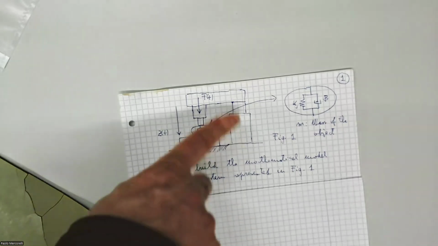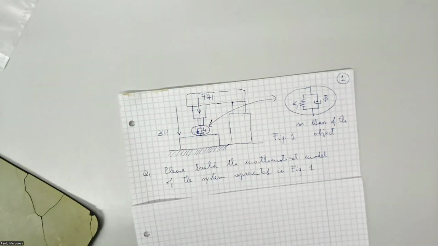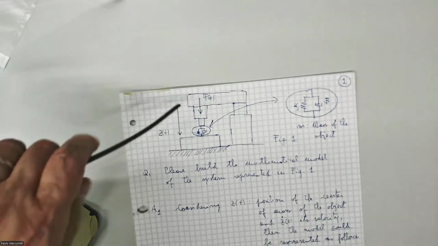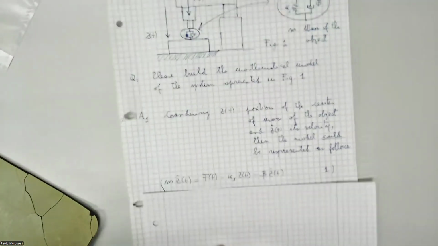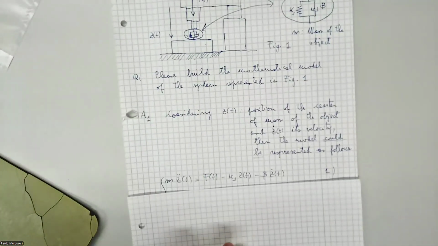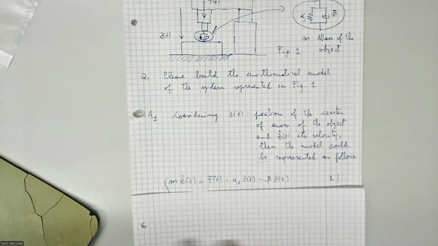Look, we have such a system, in which we will consider just one joint. Question number one: please build the mathematical model of the system represented in figure 1. At the beginning, this is basically the exercise which we have already seen in dynamical systems, because the courses are connected. I held both.